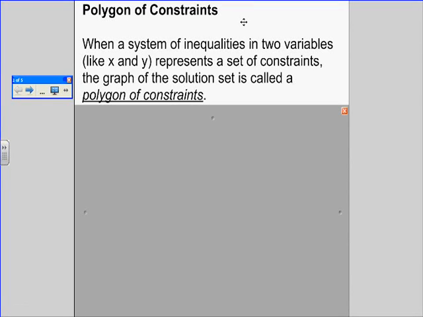So today what we're going to talk about is a continuation on graphing systems of inequalities, and we're going to start defining some new terms. Our first new term is polygon of constraints. When we have a system of inequalities in two variables, like x and y or r and m, like our example that we did in class the other day, it represents a set of constraints. The graph of the solution set is called a polygon of constraints.